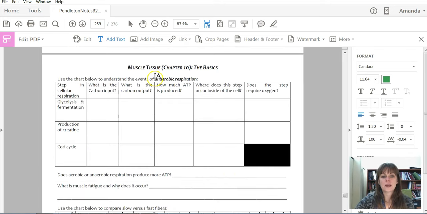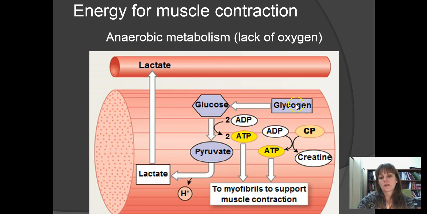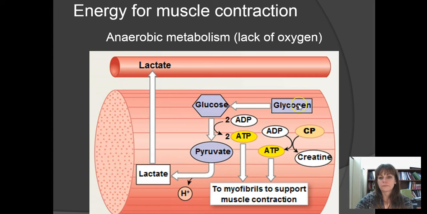So let's now look at anaerobic respiration. We actually start off the same. We have our glycogen. We're still going to pull off a glucose molecule. So we have glycogen, we pull off the glucose molecule, and we start off with glycolysis where we produce pyruvate. But now we have a thing after that called fermentation, where pyruvate, instead of going to the mitochondria, is turned into this molecule called lactate.